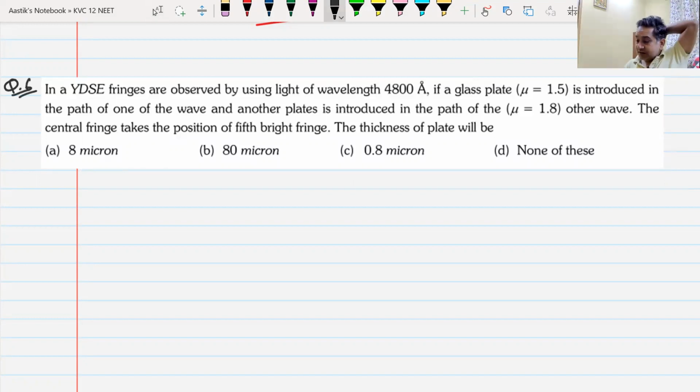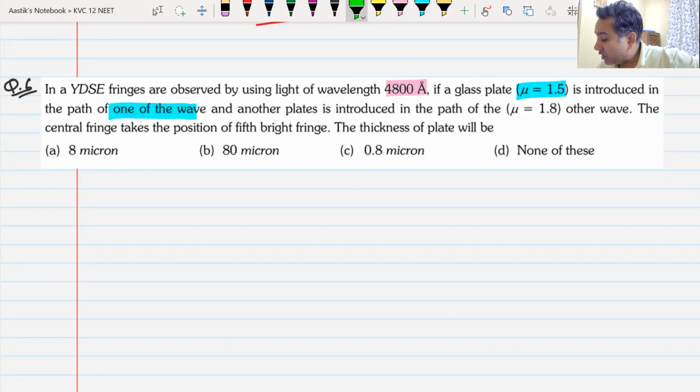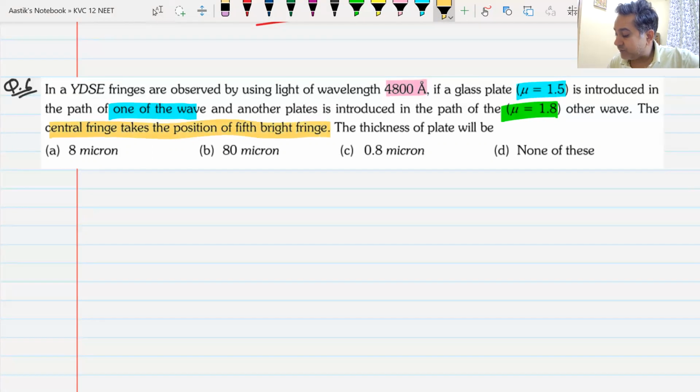In a YDSE, fringes are observed by using light of wavelength 4800 Angstrom. A glass plate of mu equal to 1.5 is introduced in the path of the upper wave, and a glass plate of the same thickness, remember the thickness is same, of mu 1.8 is introduced in the lower one. The central fringe now takes the position of the fifth bright fringe. The thickness of both the plates is the same. What is the thickness of the plate?